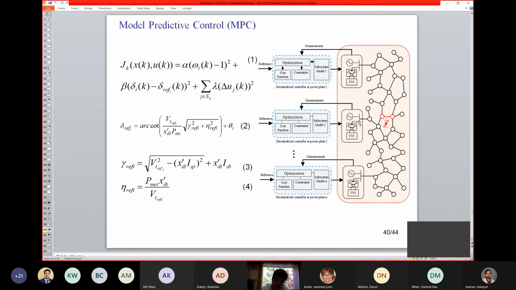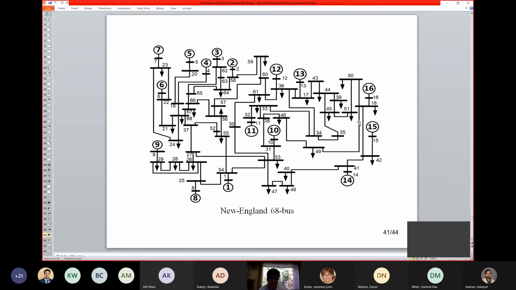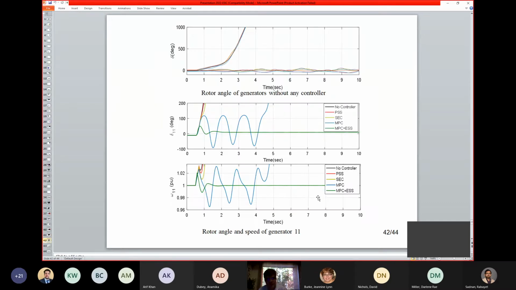So therefore, these were two objectives: how to make sure this is synchronized to the grid, and also the voltage level at the terminal of generators remains at an acceptable level. Then we tested that algorithm using the New England 68 bus system. Here you see that we have tried many different nonlinear controllers, and basically that green one, which is MPC plus energy storage, provides the best results.